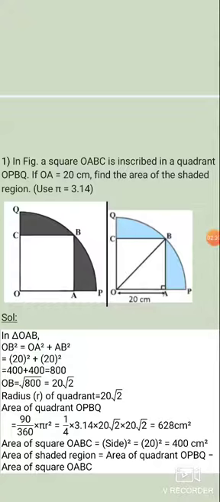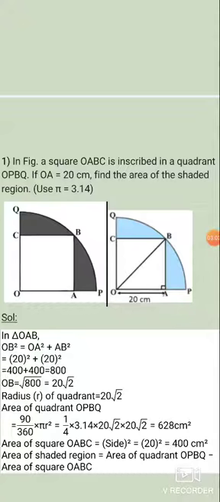After that, we need to find out the area of the quadrant OPBQ. So, what is the equation for the area of the quadrant? That is the same as the area of the sector. That is theta by 360 into pi r square. Here, what is theta? 90 by 360 into pi, that is 3.14, into radius, what? 20 root 2 the whole square. That is, 90 and 360 are cancelled. What we get? 1 by 4.